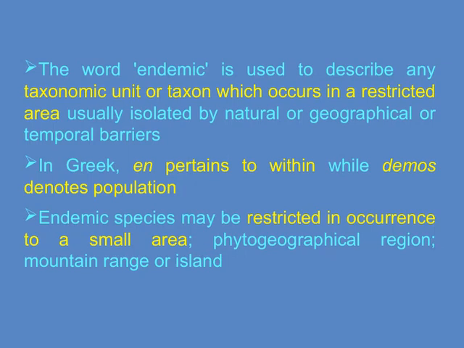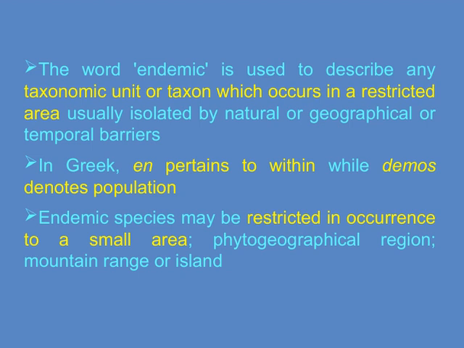When we talk about the word endemic, we're referring to a specific taxonomic unit or taxon that is found in a very limited area. Usually, this area is isolated by natural, geographical, or even temporal barriers. To break that down a bit, in Greek, en means within, and demos means population. So, when we say a species is endemic, we mean it's confined within a specific population or region.